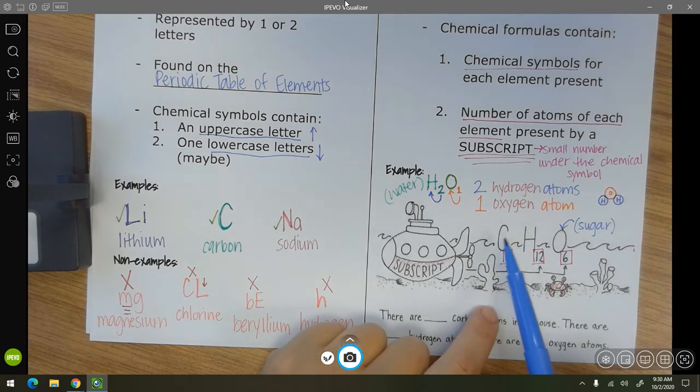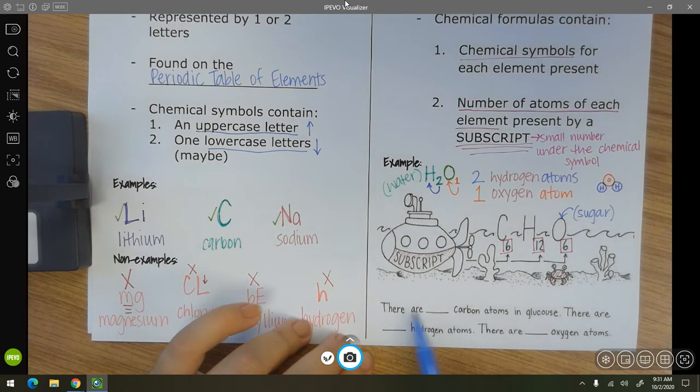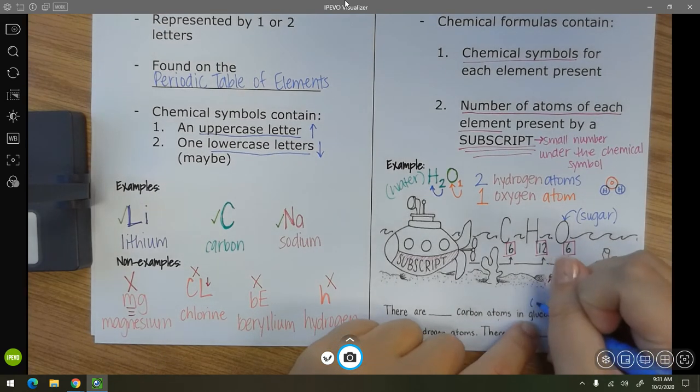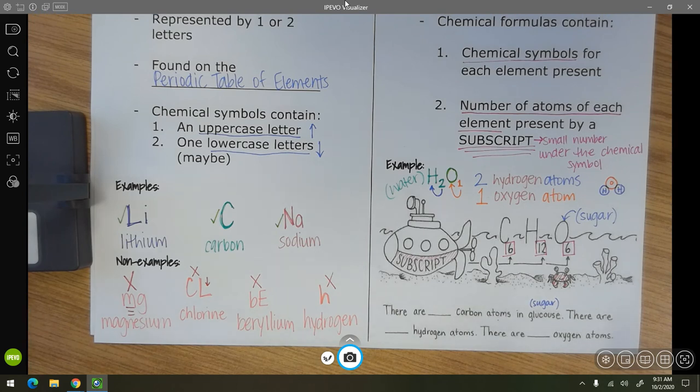Okay? So you don't say C H O 6 12 6. You say C6H12O6. Okay? So that is the chemical formula for sugar. And down here we need to fill in some stuff. So it says there are blank carbon atoms in glucose, which is the same thing as sugar. So I'm going to write sugar down here too. It's just a type of sugar. It's the table sugar that we use.